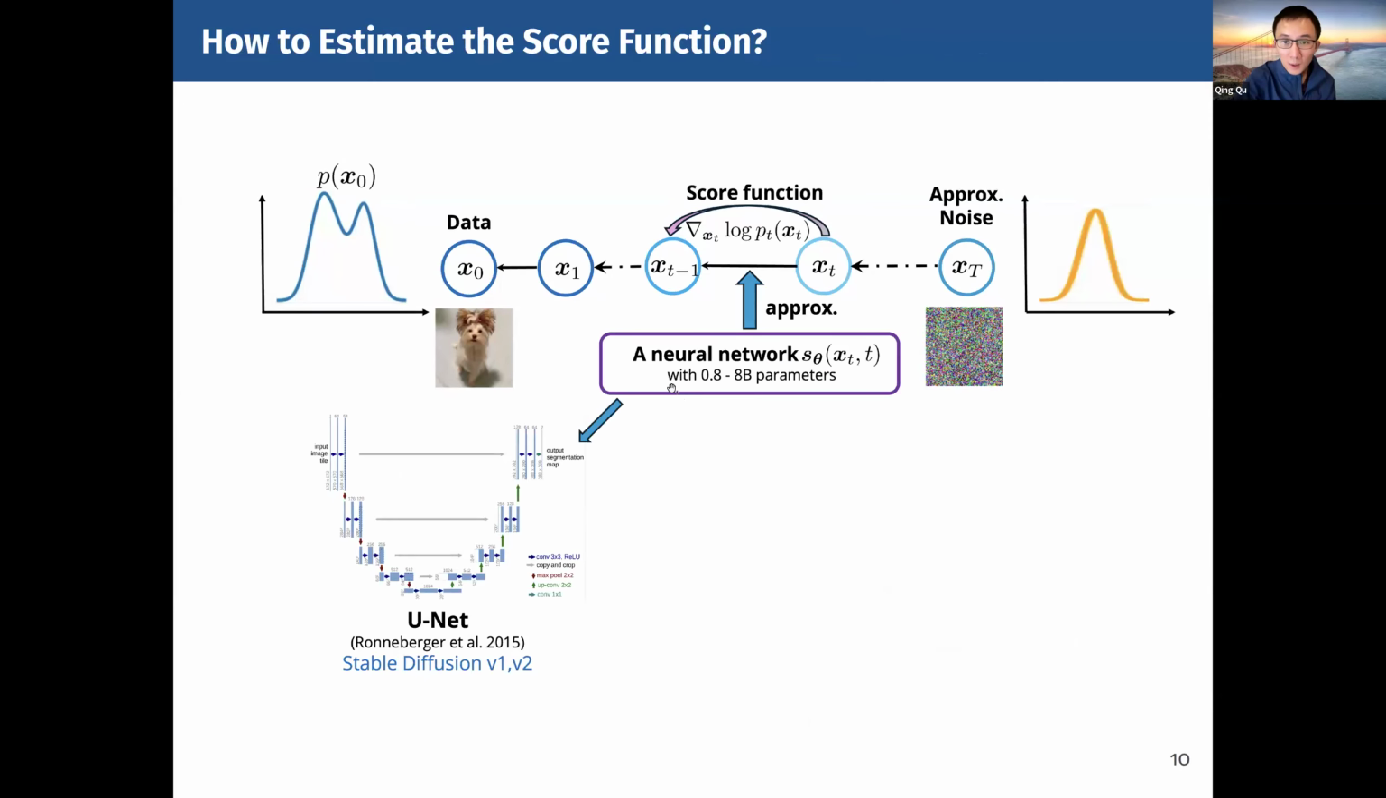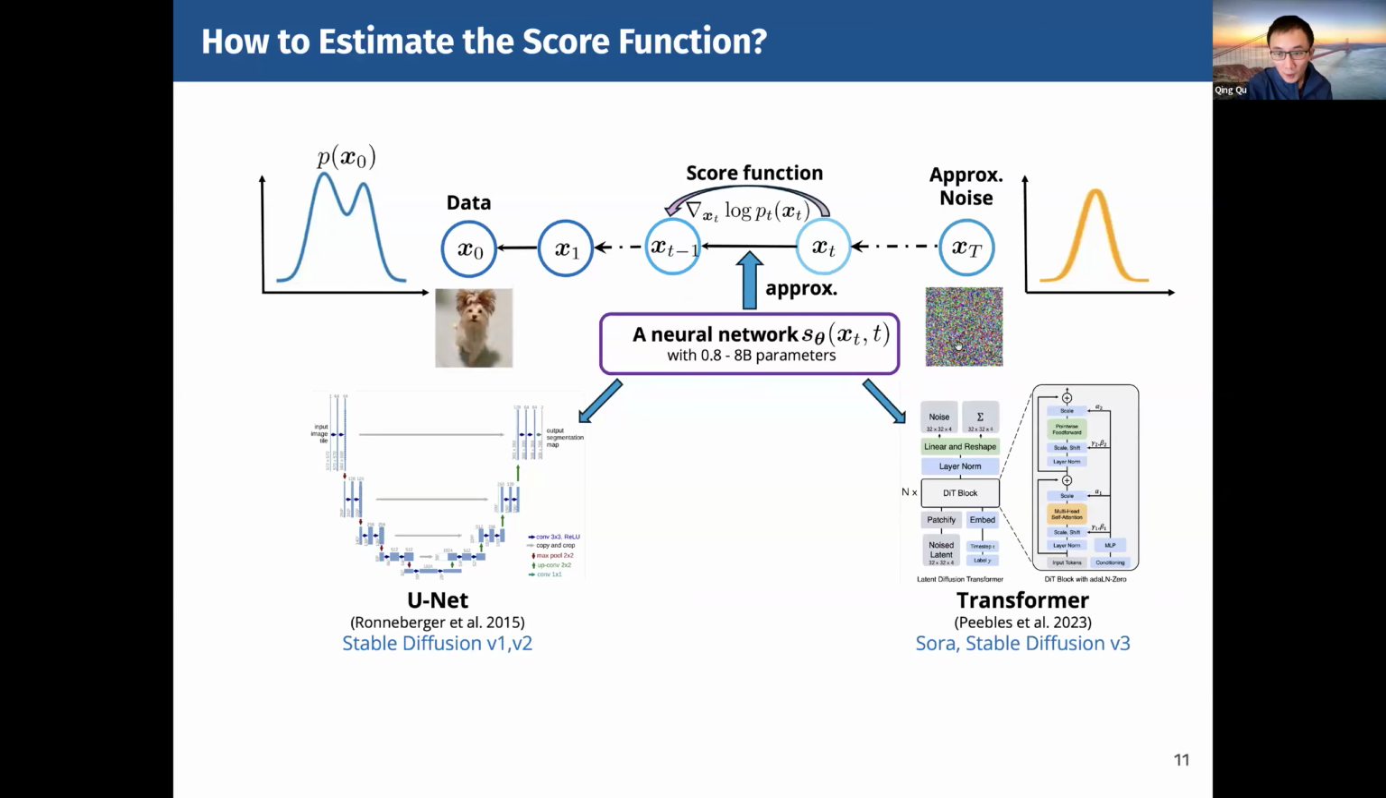So we know that over-parameterized neural networks are very powerful universal approximators, right? So why not use a neural network to approximate the score? This is the basic idea of diffusion models. Initially, in the early diffusion models and Stable Diffusion, people used a UNet-based architecture to approximate the score for each time step.